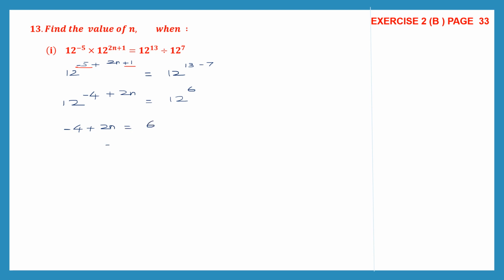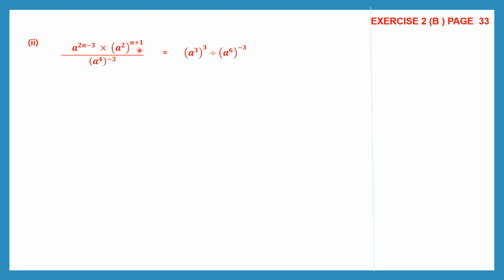Now we can find the value of 2n. 2n is equal to 6 plus 4. 6 plus 4. So 2n is equal to 10. That means n is equal to 10 divided by 2, because 2n means 2 into n. So when we take 2 from there, it comes to the other side and becomes division. So n is equal to 10 by 2, that is 2 5s are 10. So we have found the value of n here. n is equal to 5. That was the question. Find the value of n, and we have found the value of n for the first question to be equal to 5.